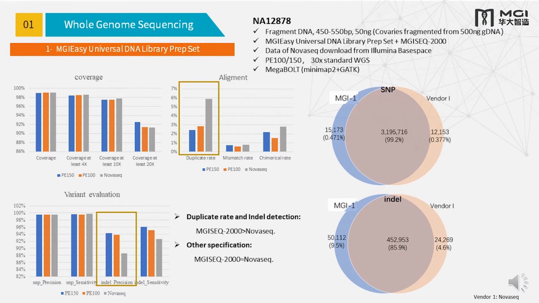And this is just one data set to show you that for human, we use the reference standard samples. We started with 500 nanogram DNA, fragmented it by Covaris, and we got almost 8 to 10% of the DNA after bead purification. You can see we have very similar coverage compared to the domestic platform, and on alignment we have a much lower duplication rate.